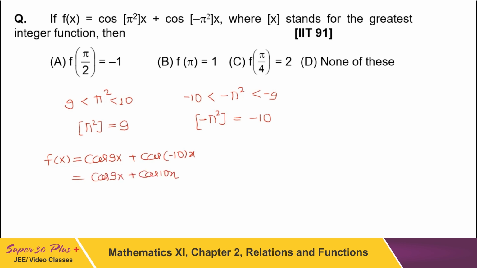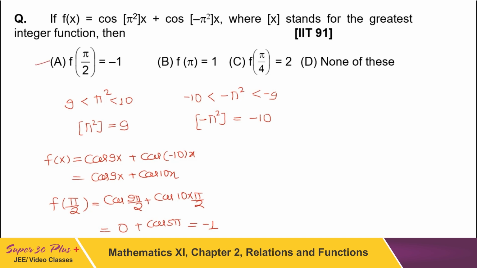Now we have to find f(pi by 2) and f(pi by 4) separately. What is the value of f(pi by 2)? f(pi by 2) is cos 9 pi by 2 plus cos 10 into pi by 2, it is 5 pi. The value of cos 9 pi by 2 is 0, and cos 5 pi, an odd multiple of pi, is minus 1, so the answer is minus 1. Means f(pi by 2) is minus 1, it is true.